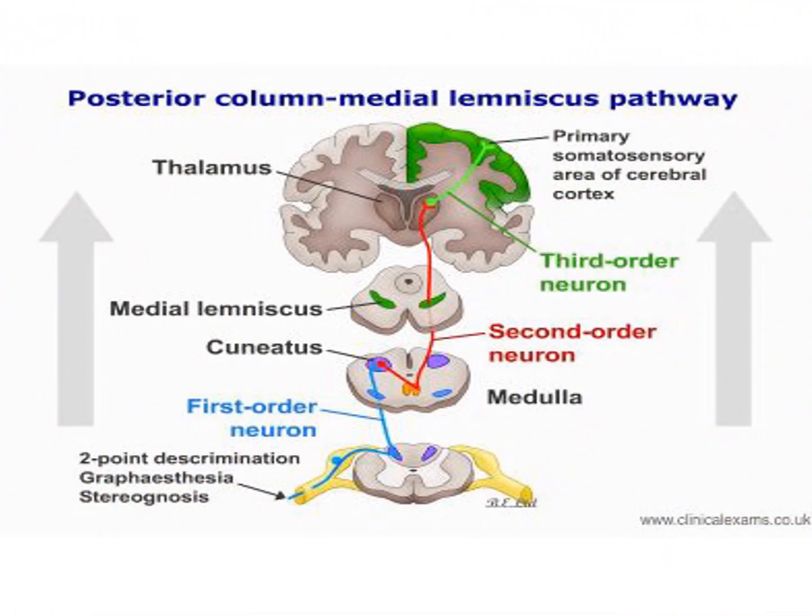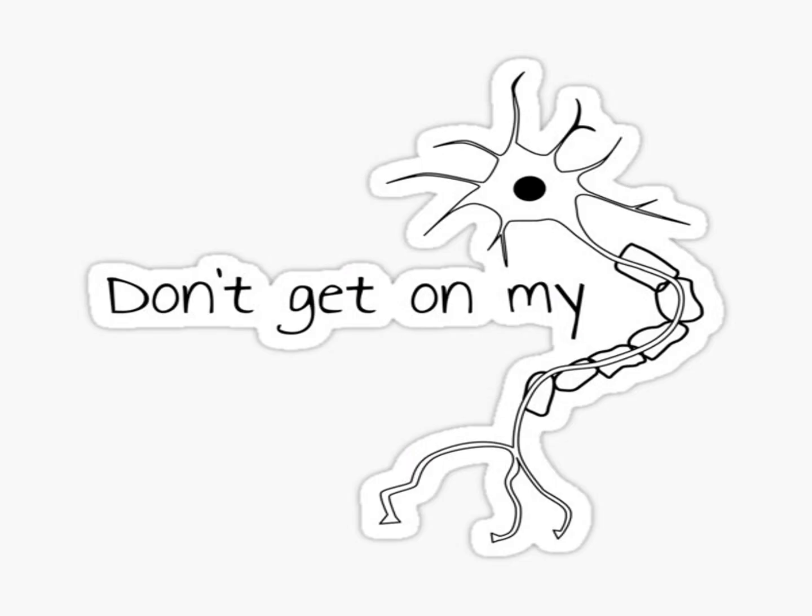This is another sensory pathway, posterior column. This is an image for neuron, which is the site for memories. The brain, just for joke. Don't get on me.